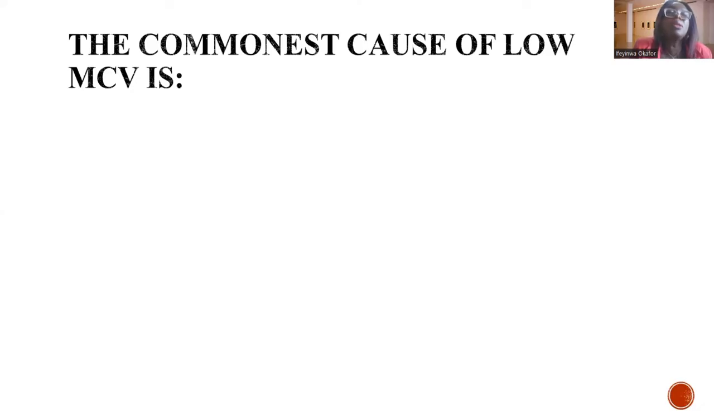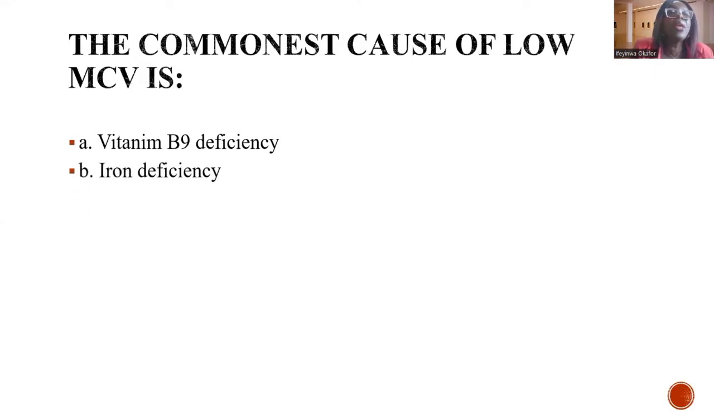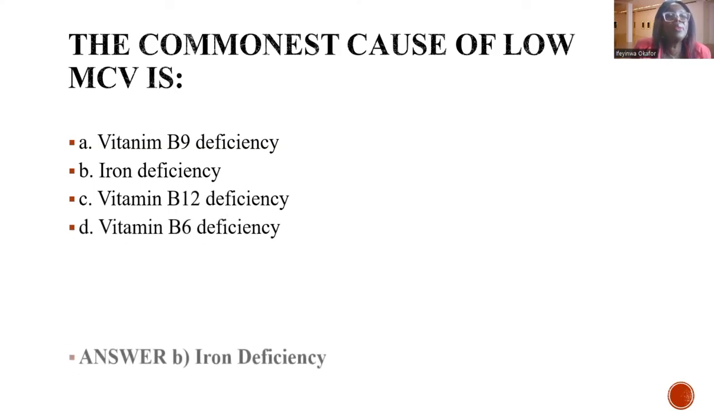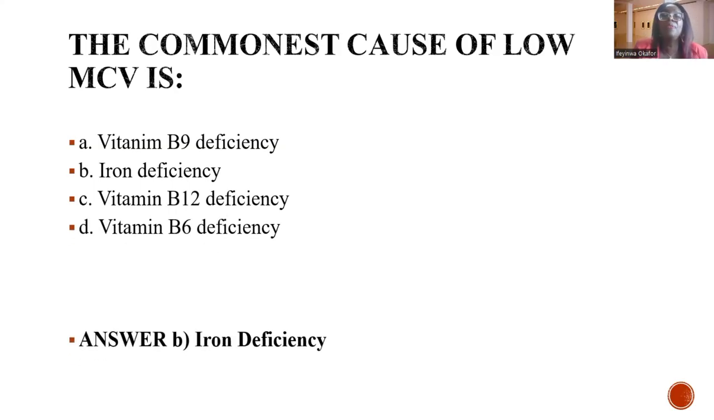The commonest cause of low MCV is vitamin B9 deficiency, iron deficiency, vitamin B12 deficiency, vitamin B6 deficiency. Answer is iron deficiency. Iron deficiency is the commonest cause of low MCV, that is mean cell volume.